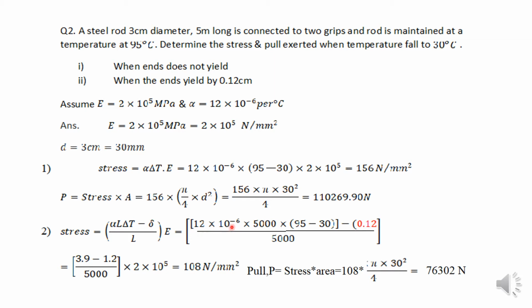So alpha L delta T minus small delta, divided by L, into E. So that's equal to alpha into L into delta T minus small delta, where small delta is the amount of yield, divided by L into E, will give the value of stress, and that's equal to 108 Newton per mm square. Now the pull P is equal to stress into area, that is 108 into pi by 4 into 30 square, that's equal to 76302 Newton.